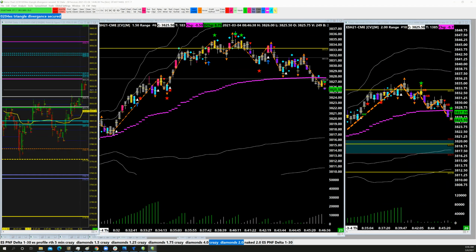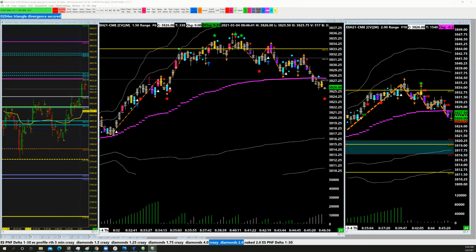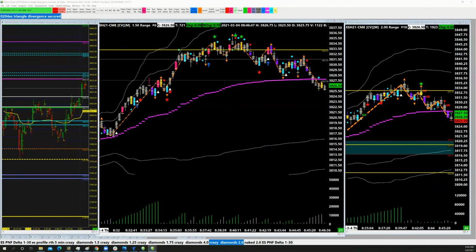Yeah, I would expect a response from there. Yeah, I would expect a response in that area if it sets up, as long as it's above. I'd want it above VWAP. I'm not looking at the CL chart at the moment.